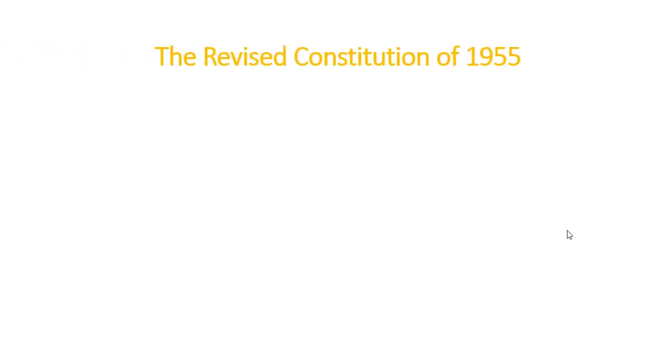The 1955 or the revised constitution: after nearly 25 years of experiment with a written constitution, Ethiopia entered into the second phase of constitutional development. The second written constitution of Ethiopia was the revised constitution. It was promulgated on the 4th of November 1955.